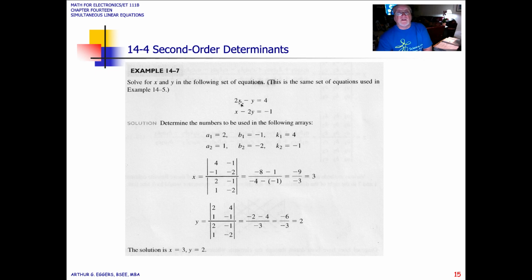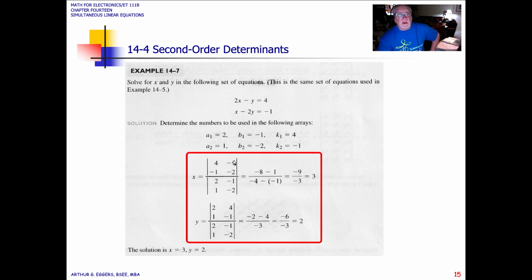Okay, another look here. 2x minus 4y equals 4. x minus 2y equals minus 1. We again decompose each of our expressions into our elements, A1, A2, B1, B2, K1, K2. We put them in the determinant form for the x value and the y value. Again, we set them up this way. We do our cross multiplying, 4 times minus 2, minus 1 times minus 1, and when we do this and reduce the fraction, we end up with 3 and 2.